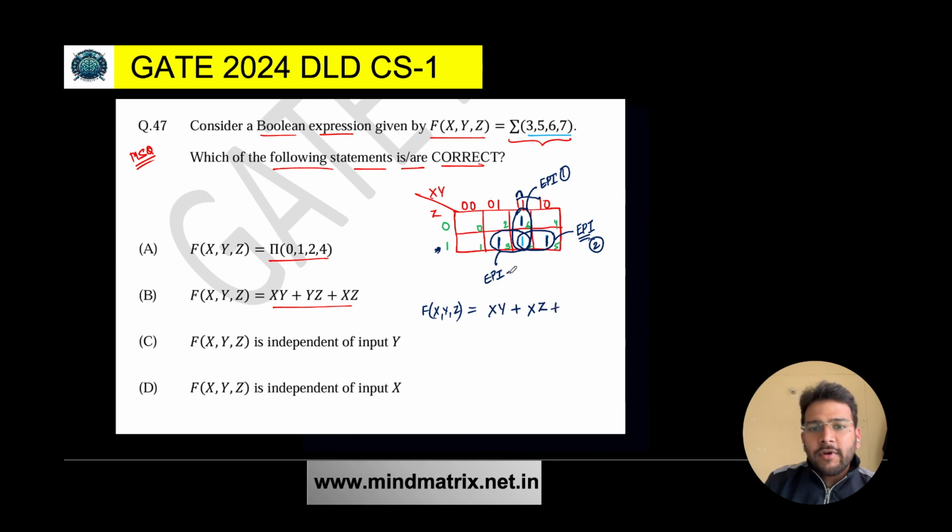Or if I talk about this third essential prime implicant, which one is the non-changing variable here? Y is the non-changing variable because here also Y value is 1, here also Y value is 1, and Z value is 1, so it is going to be Z. This is going to be the expression. If you see here XY or XZ or YZ, definitely B is correct. What about option C?